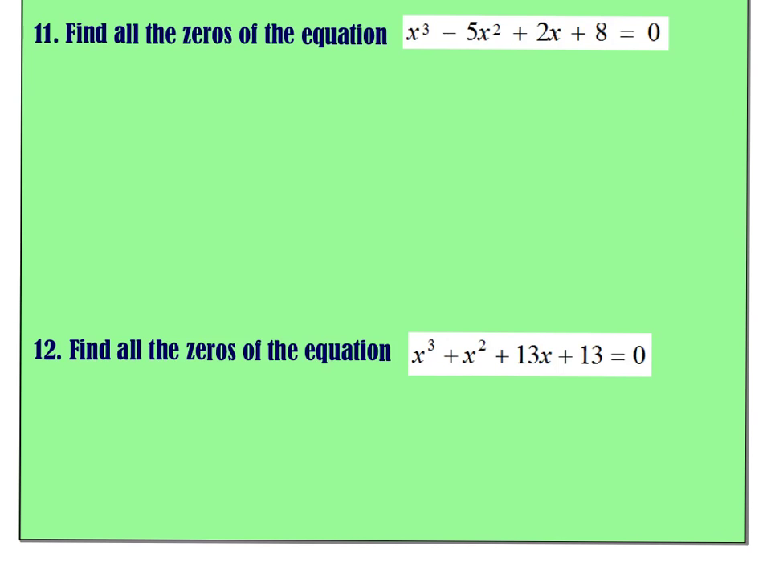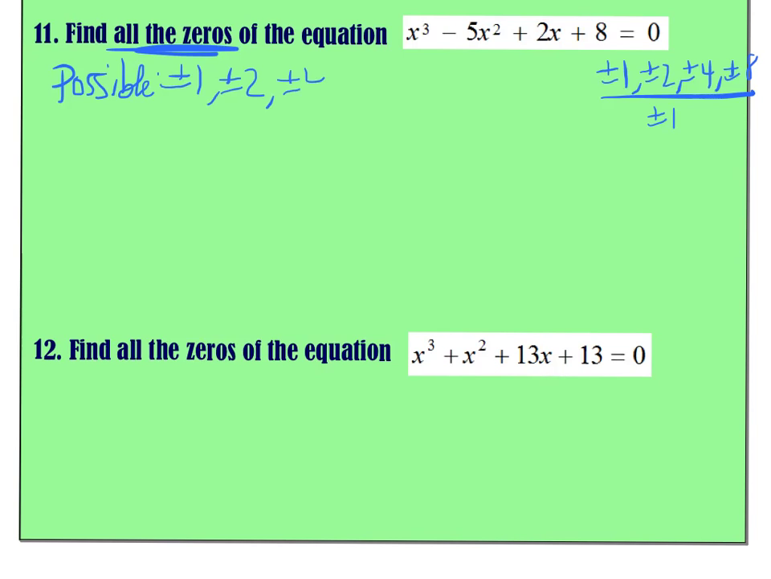All right, let's go. We're going through it again. We're looking for all the zeros. So possible factors, I've got plus or minus 1, plus or minus 2, plus or minus 4, plus or minus 8 over plus or minus 1. So all of my possible roots are plus or minus 1, plus or minus 2, plus or minus 4, and plus or minus 8. I'm going to pick 8. That's a big number. I'm going to pick 2. So I'm going to plug 2 in, synthetic, 1, negative 5, 2, 8.